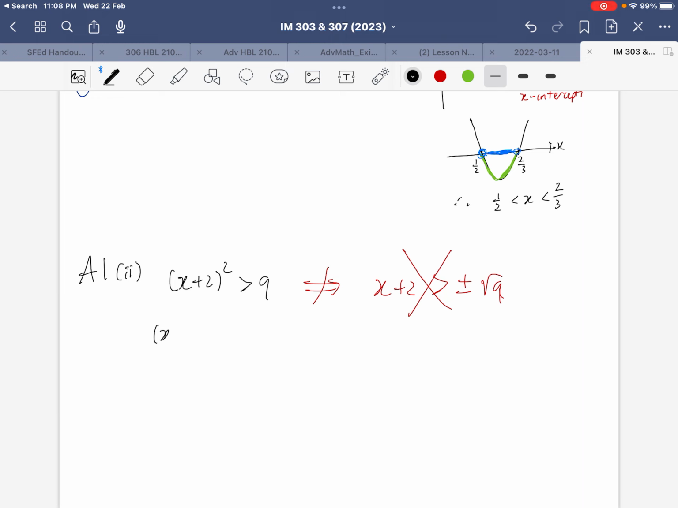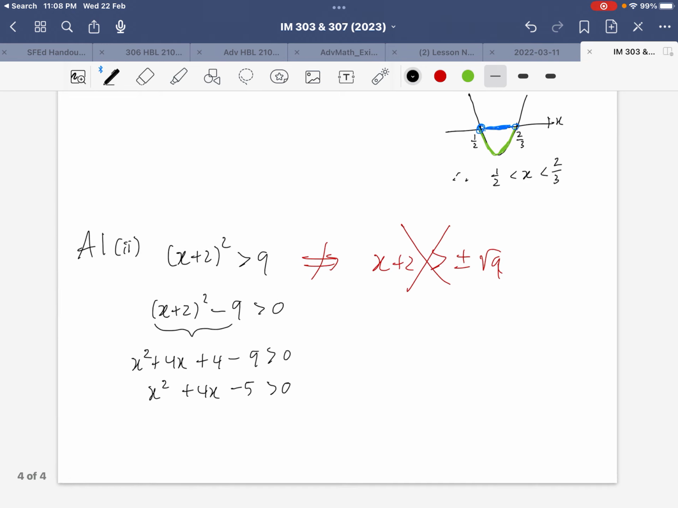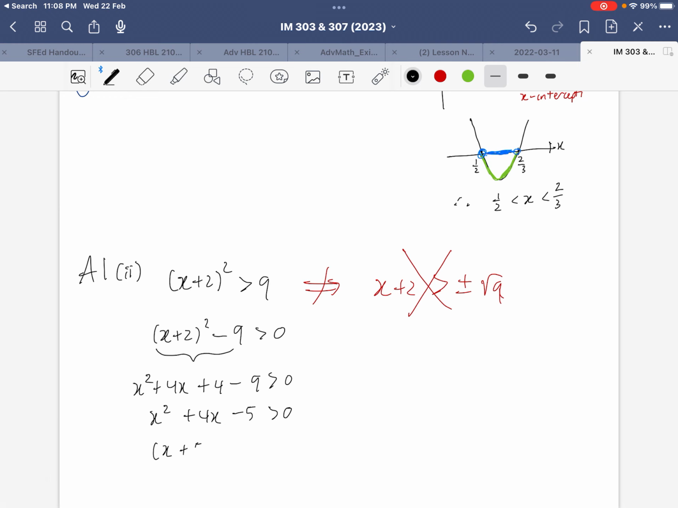Make one side of the inequality to be 0 first. Okay, then I can solve this, right? I can actually work on this curve. How to do it? Of course, the basic thing is you can expand x squared plus 4x plus 4 minus 9 bigger than 0. Okay, so you get x squared plus 4x minus 5 bigger than 0, right? So you will get x plus 5, x minus 1 bigger than 0.